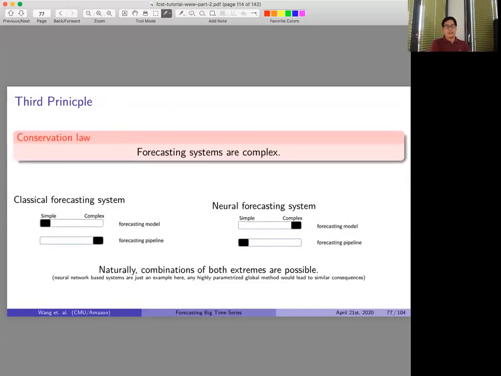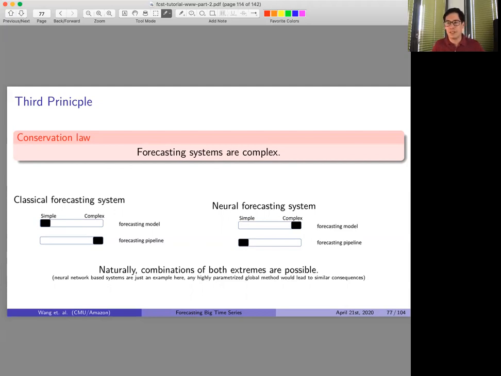But overall, I think what we can see is whenever we want to build a forecasting system, it's going to be complex. And this kind of complexity isn't something that we will really escape. And this is what I've tried to put here as a conservation law on this slide. So the complexity is either in the pipeline, which you would have in a classical forecasting system. You have a simple model, but a complex pipeline setup, or in a neural forecasting system where you've got a complex model, but a rather simple pipeline.